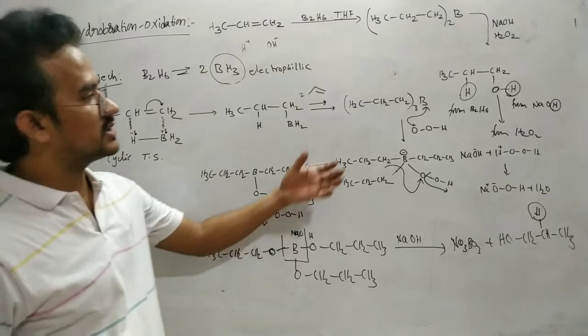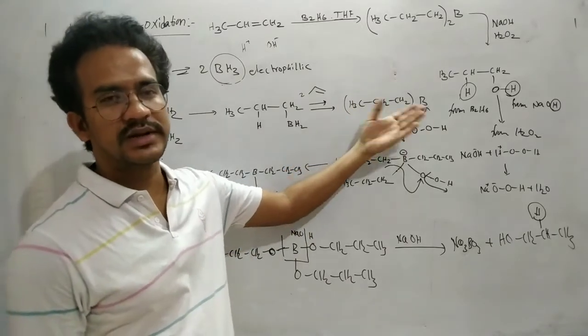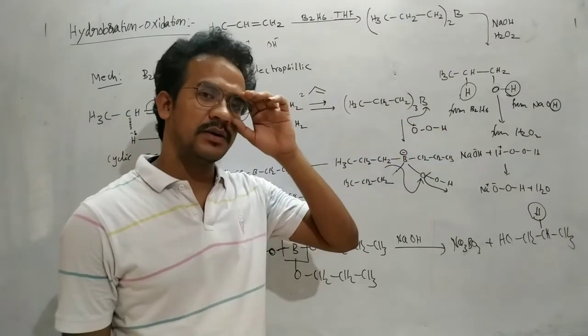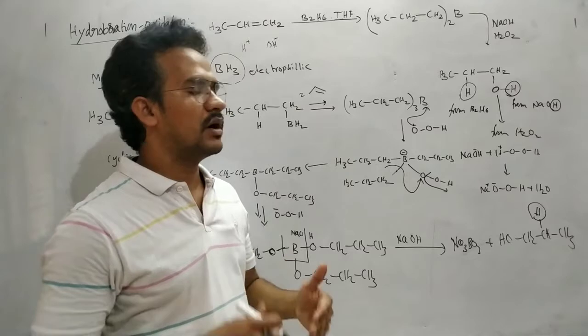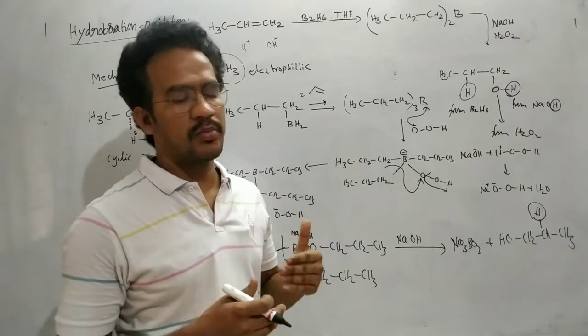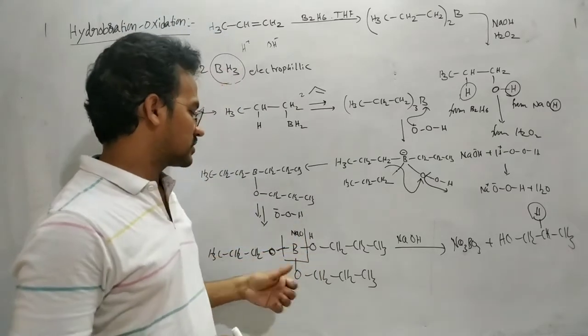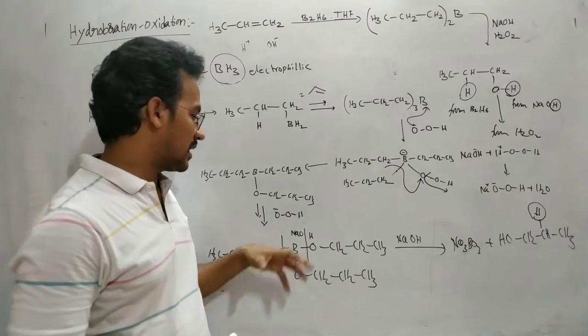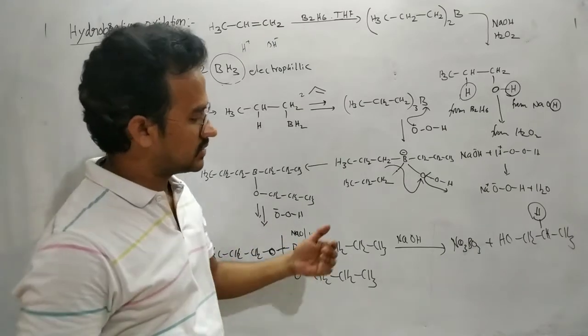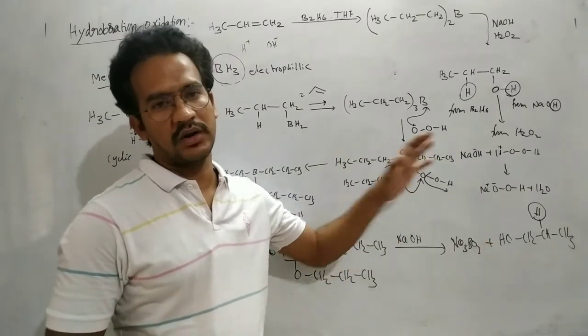The point is you will get the trialkyl boron. This trialkyl boron is attacked by the nucleophile, that is peroxide. By some rearrangements, alkyl group migration, we will get the trialkoxy boron. This trialkoxy boron gets hydrolyzed by the base, and we will finally get the alcohol.